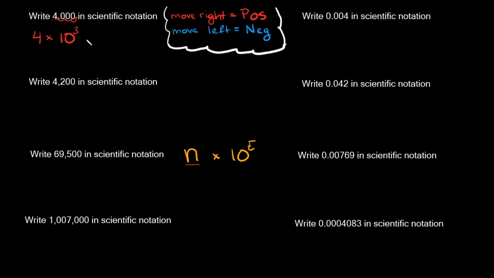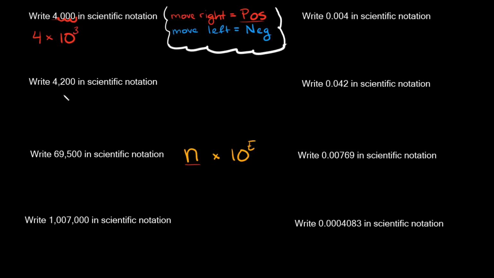But again, the important part is figuring out if it's positive or negative. So going back to this rule, if you moved your decimal to the right, your exponent is positive. If you moved it to the left, it's negative. As you can tell, we moved it to the right. We took our decimal and moved it to the right, 3 times. So that means our exponent should be positive here.